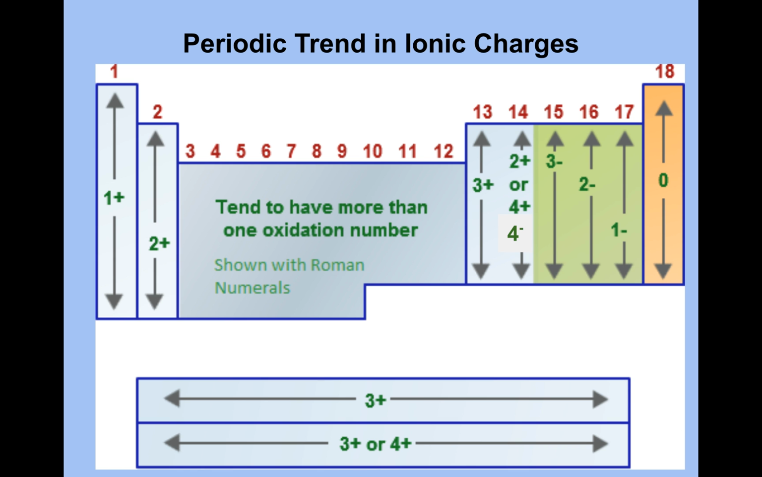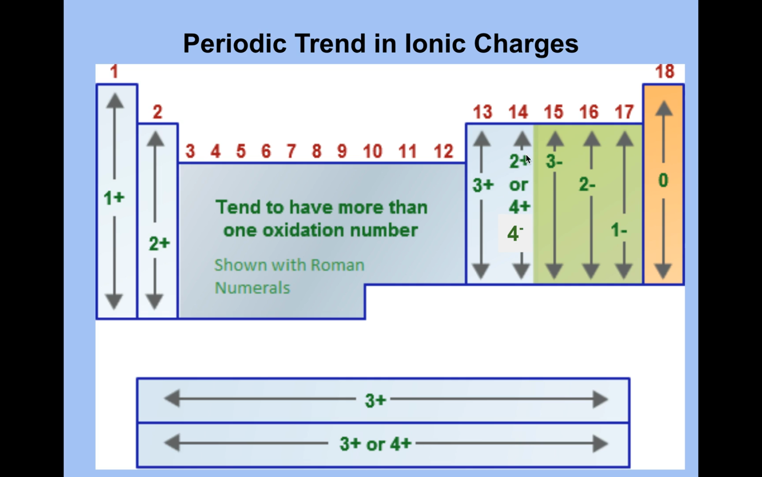There is a periodic trend in ionic charges, and we've labeled this on a periodic table before. If you haven't, you should. At the top of group 1, I would write a 1+. At the top of group 2, I would write a 2+. You do not write any charges above the transition metals because they tend to have more than one oxidation number. You show the oxidation number with a Roman numeral. More about that later. Group 13, 3+.